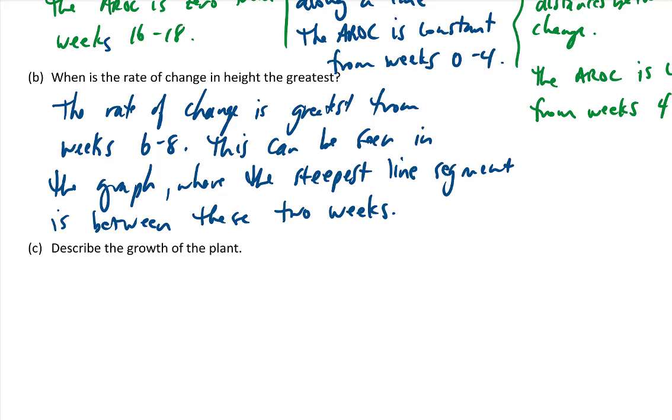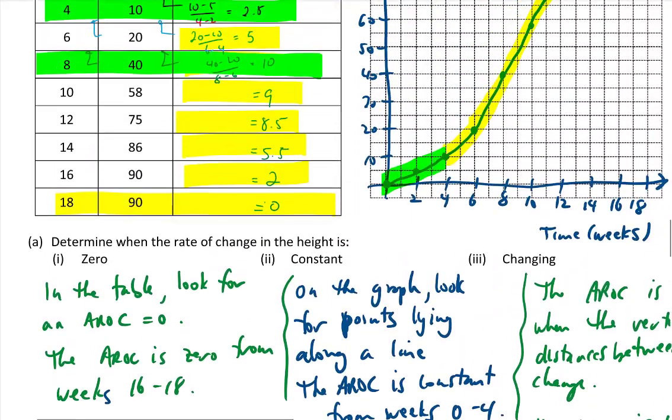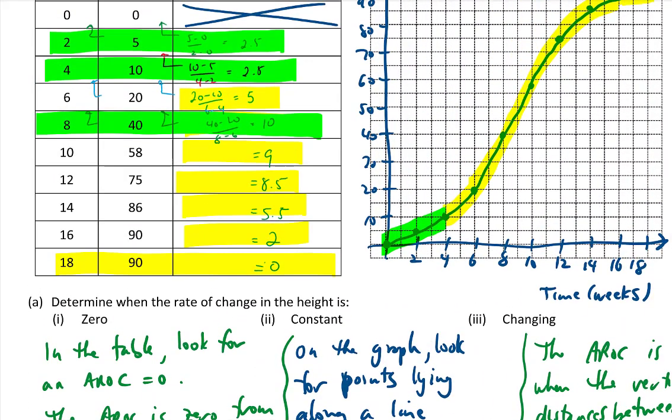And the last part, describe the growth of the plant. And looking at both the table and the graph, we can see that the plant grows at a constant rate for the first 4 weeks. The rate of growth increases over the next 4 weeks and then decreases as the plant reaches maturity. After 16 weeks, the plant has reached its full height and the rate of growth is 0.